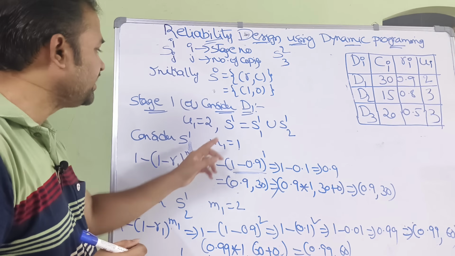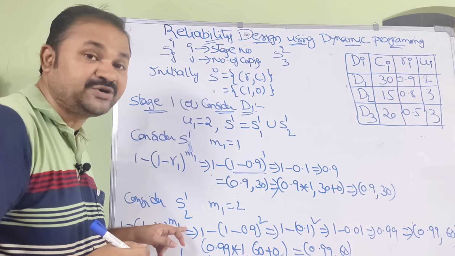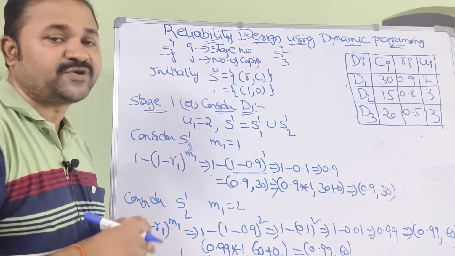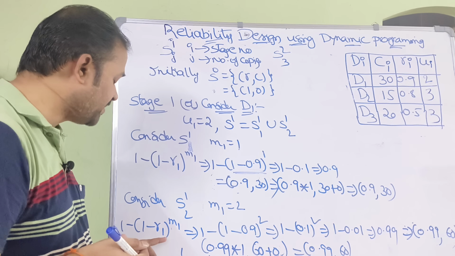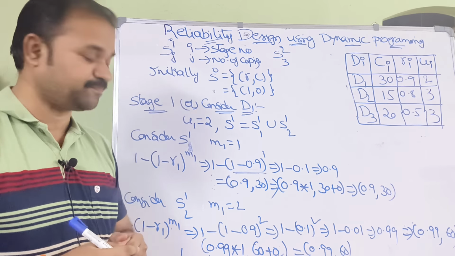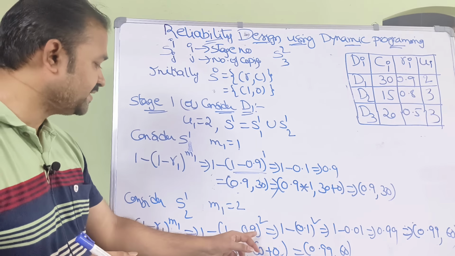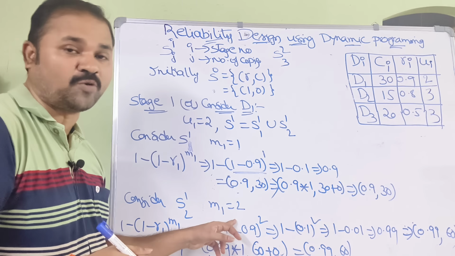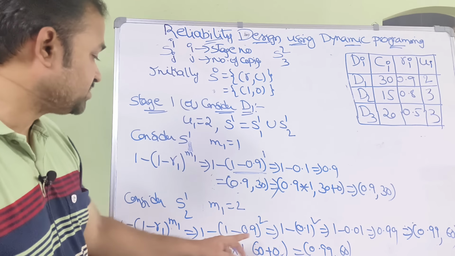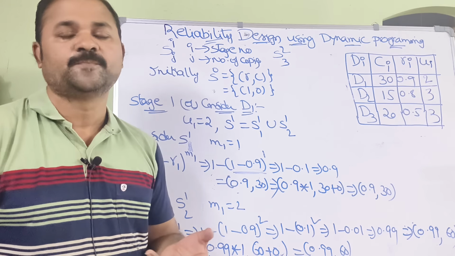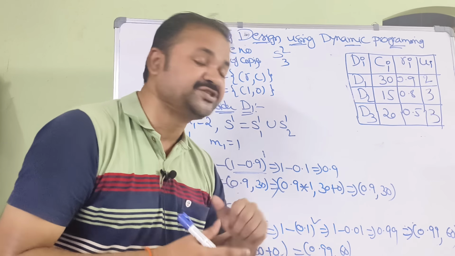Next we have to calculate S power 1 2. What is the M1 value? Here we are maintaining 2 copies, so M1 value is 2. Now we need to calculate the reliability. The formula is 1 minus, within the parenthesis, 1 minus R1 whole power M1. R1 is 0.9 only. Here we have 1 copy, there we have 2 copies. So that is equal to 1 minus, 1 minus 0.9 means 0.1. So 0.1 square means 0.01. So 1 minus 0.01 means 0.99.